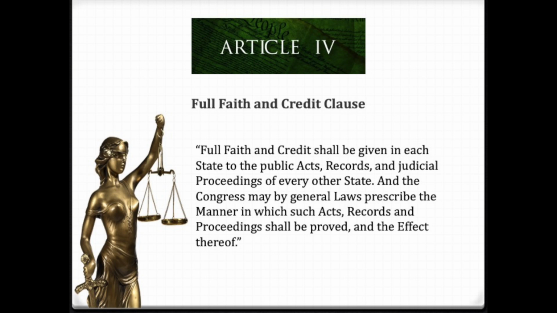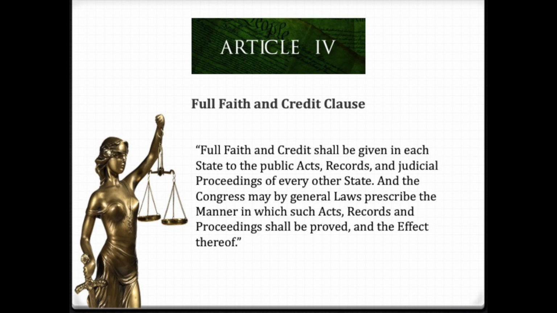course, the federal government. So, as we start off here, we are going to be talking about the Full Faith and Credit Clause, which states full faith and credit shall be given in each state to the public acts, records, and judicial proceedings of every other state. And the Congress may by general laws prescribe the manner in which such acts, records, and proceedings shall be proved and the effect thereof. What does this mean?